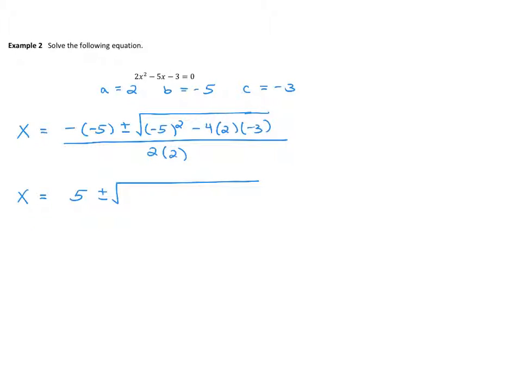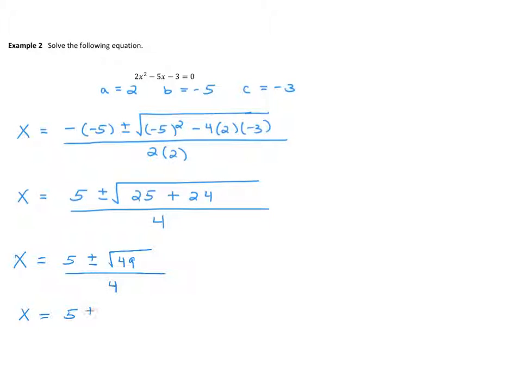Underneath the square root, I have 25 plus, because there are 2 negatives, 4 times 2 is 8 times 3 is 24. And this is all divided by 4. That came from 2 times 2. So the negative squared and the 5 squared became a positive 25. This negative and negative became a positive, which left us with 4 times 2 times 3, which is 24. So simplifying this, I get 5 plus or minus the square root of 49 all over 4.